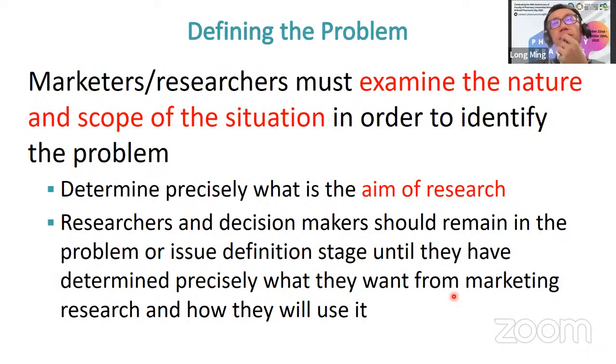Defining the problem is very important. Before the study project is conducted, as researchers, we must clearly define what the problem is. For example, if you want to know whether patients have type 2 diabetes mellitus, if you're going to use either hemoglobin A1C or fasting blood glucose, which guideline are you going to use? Is it just 6.5, or which value are you going to follow? Okay. And then examine the nature and scope of the situation, to help you identify the problem.